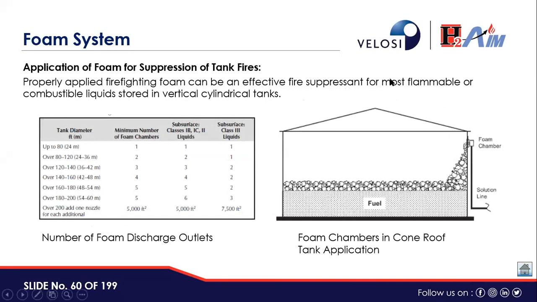If it is a fixed roof, then foam is thrown on the whole surface of the tank, right? And there is a minimum number of foam chambers, subsurface, for class 1B, 1C liquids and subsurface class 3 liquids. So if this is the size of the tank, how many pourers are required? These are the number of pourers, the foam chambers, which you need to install to cover the full tank.